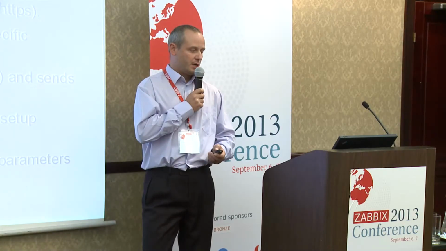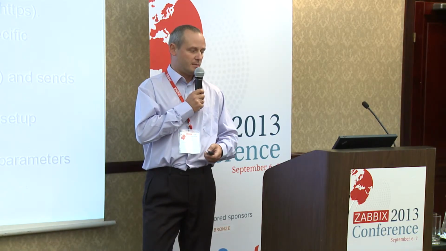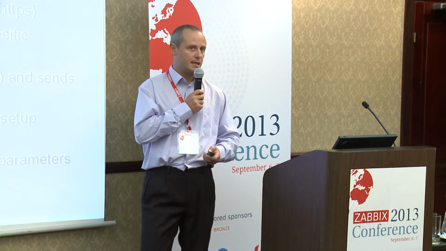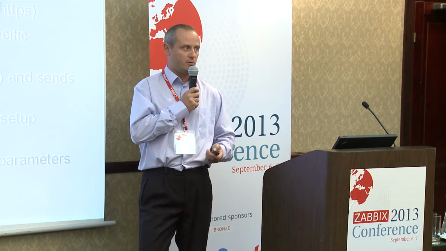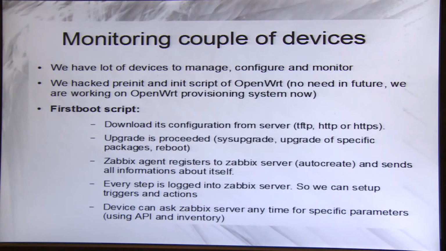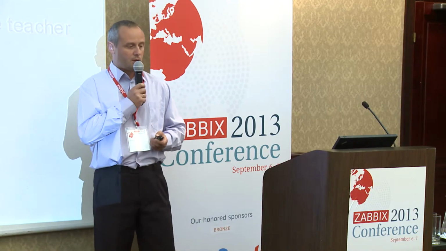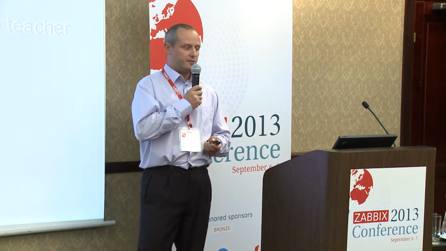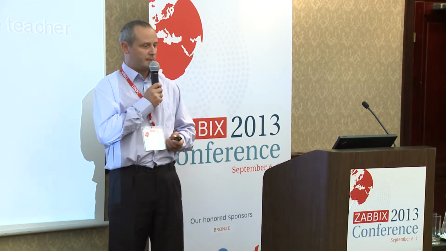Now we are recreating that provisioning, and we are making a new version, and I hope it will be accepted by the OpenWRT community, so it should be public for anybody. So if you install an OpenWRT device, it will automatically check DHCP and get the config from HTTP, FTP, TFTP or something else.